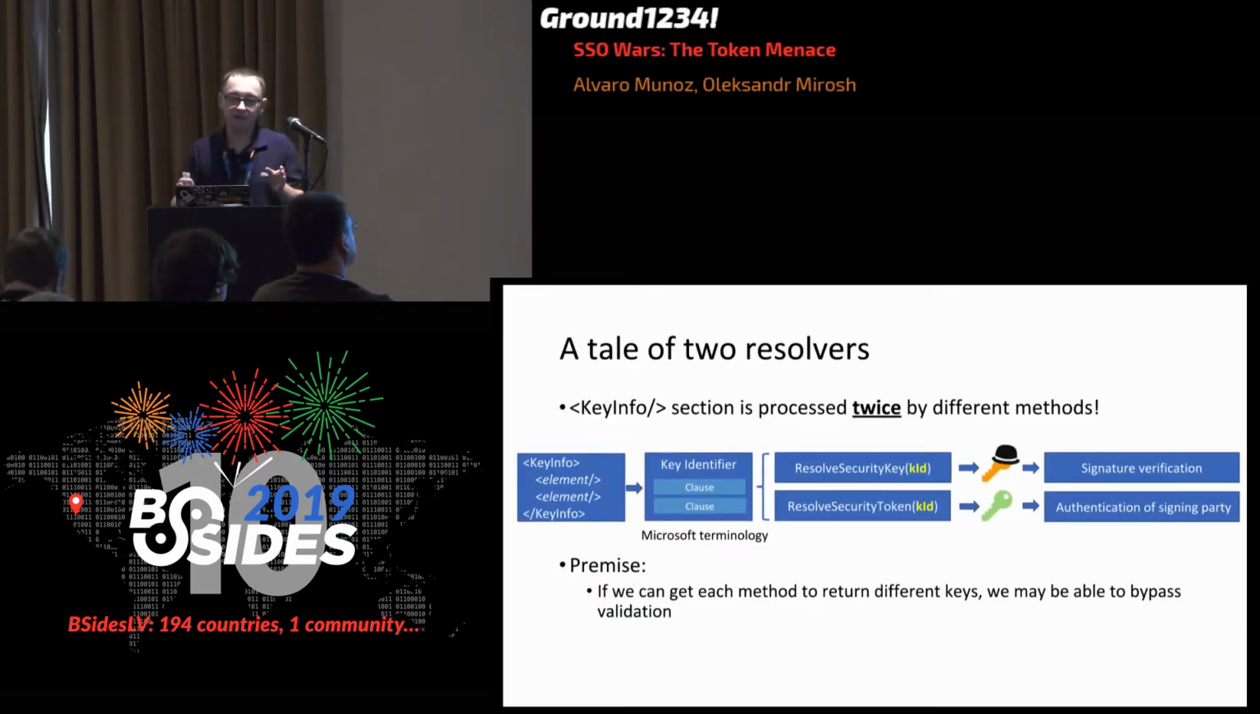And finally, we can see the general idea of our attack. We should craft key info in such a way that both methods will produce different results. One will be used for signature verification and another for authentication of signing party. In this case, we will be able to use our own key for signature calculation, but server still identify us as expected signing party.